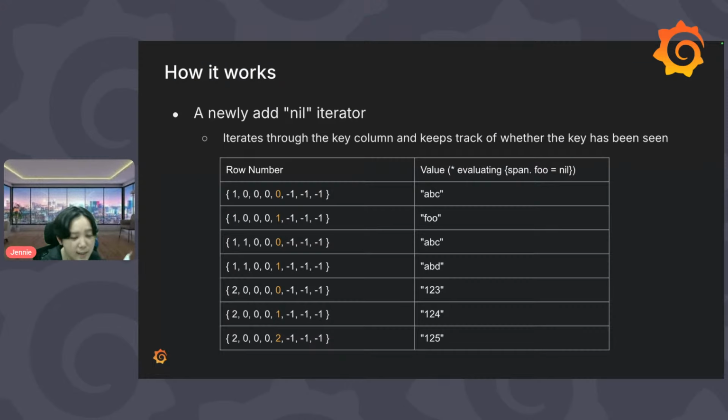Going off from that, we now have the new nil iterator, which also iterates through the key column, but now we keep track of whether or not the key has been seen, right? So here we go. Let's look through the key together. Imagine we're the iterator now. We're going to go to the first row number.